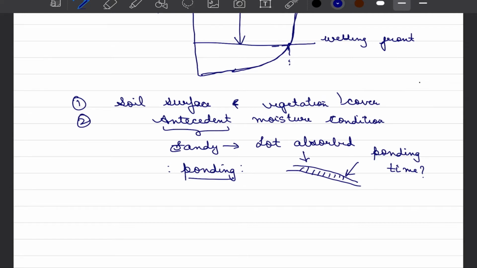For example, once it soaks enough water that it cannot take in more water at the rate at which precipitation is happening, then we are going to observe some ponding or stagnation of water on the surface, and if slope is present, we begin to get the runoff.